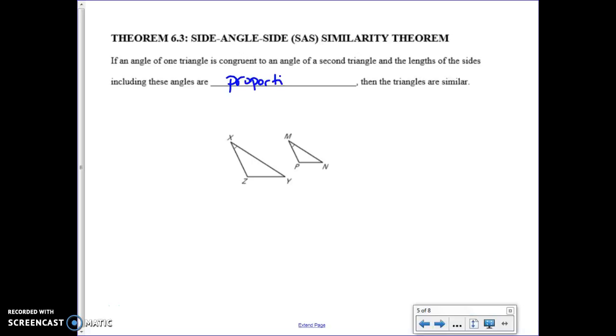Now, we can't put tick marks on here because they're not the same. But again, what you're looking for, just like when we talk congruency, is that that angle is between the two proportional sides. That's why it's side, angle, side.